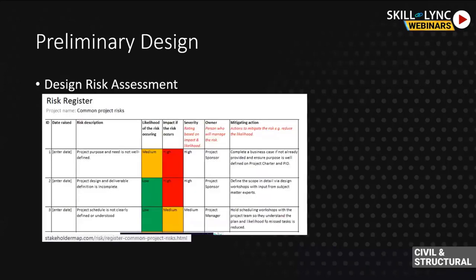During the preliminary design, there are certain things that I really want young engineers to understand, and one of them is design risk assessment. Whenever you design, as I said, it should be very sustainable and it should be friendly for the people who are using it, people who are in the vicinity of it, and people who are building it. So every design should have a risk assessment.